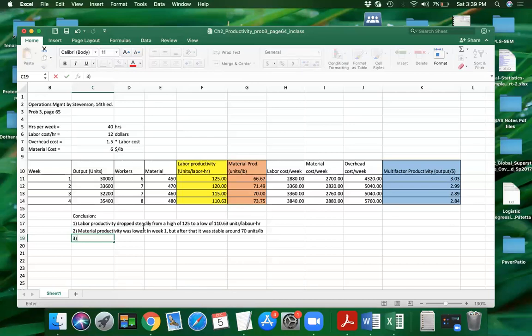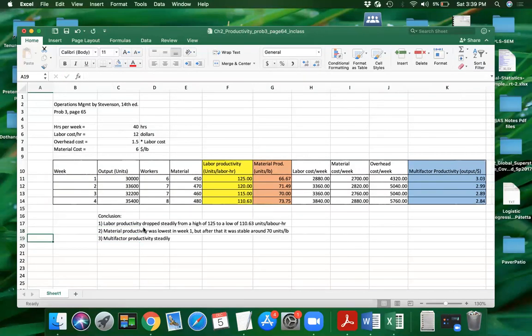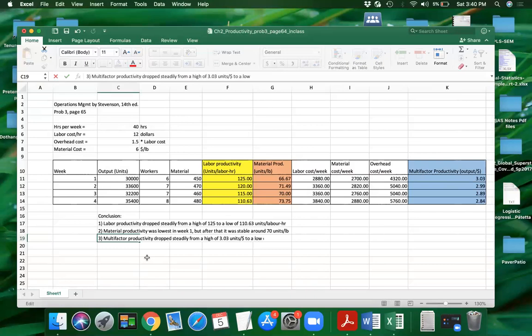Number 3, multi-factor productivity dropped steadily from a high of 3.03 units per dollar input to a low of 2.84 units per dollar input. So this is how you have to write the conclusion.